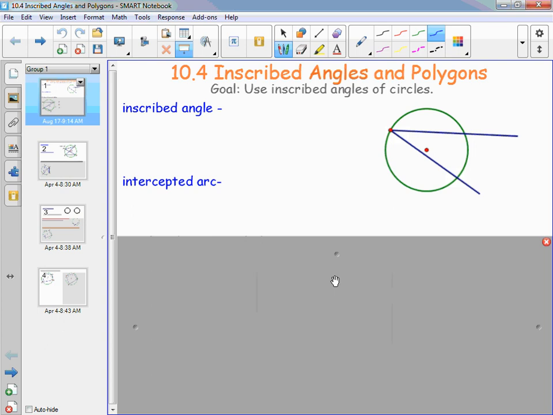Today's section is section 10.4, inscribed angles and polygons. So we're going to be using inscribed angles of circles. Our first topic is inscribed angle. An inscribed angle is an angle whose vertex is on the circle. Big thing is that the vertex has to be on the circle.